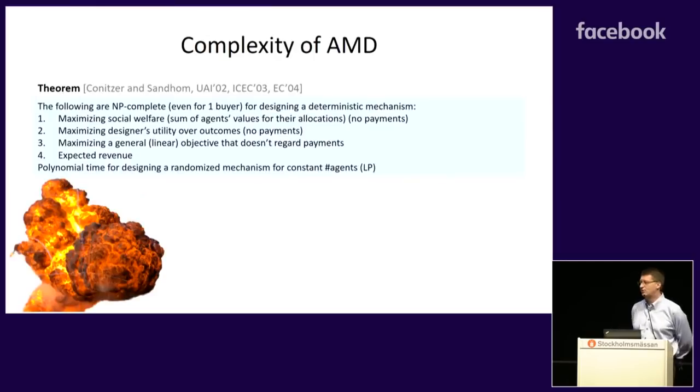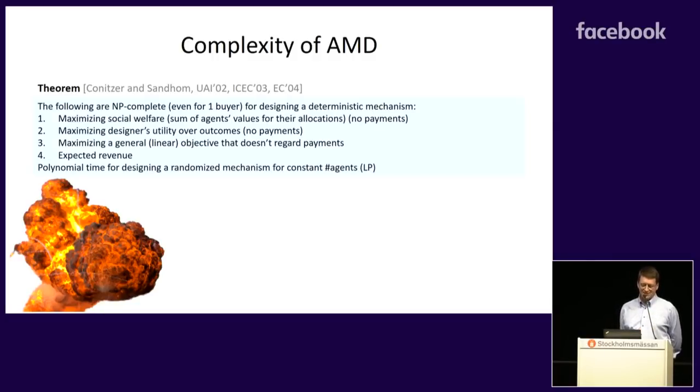All right, so let's talk about complexity. The following 4 objectives, any one of them is NP-complete to design the mechanism for, even if there's just one buyer, just one agent, and even if we want to just design a deterministic mechanism, or in particular because we want to design a deterministic mechanism. The first one is maximizing social welfare, which is the sum of the agents' values over the allocations in a world where no payments are possible. Turns out that in a world where payments are possible, there's a mechanism that does this, and that's known, and I'll talk about that in a second.